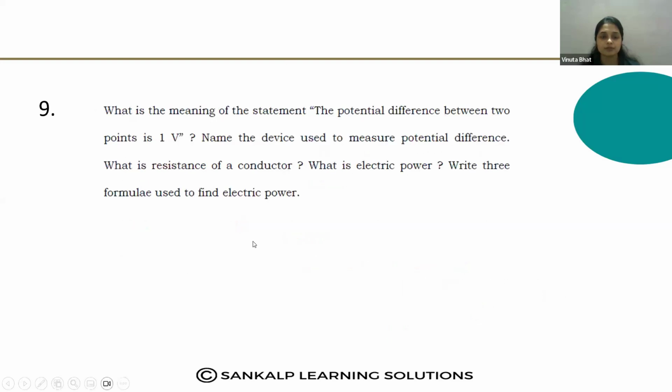Next question. What is the meaning of the statement: the potential difference between 2 points is 1 volt? This is the 5-mark question. Name the device used to measure the potential difference. What is the resistance of a conductor? And what is electric power? Write the 3 formulas used to find the electric power.